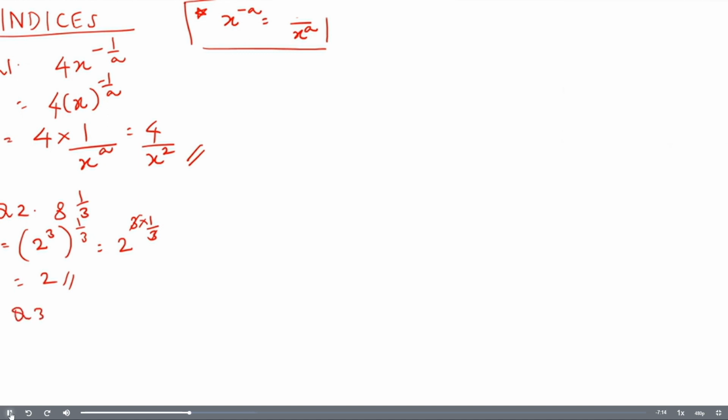Okay, question number 3. 2 into 32 to the power 1 by 5. So this we have to write as 2 into 32, which is nothing but 2 to the power 5. 2 to the power 5 is 32. So 2 to the power 5 into 1 by 5. 2 into 2, which is equal to 4. This is the answer.